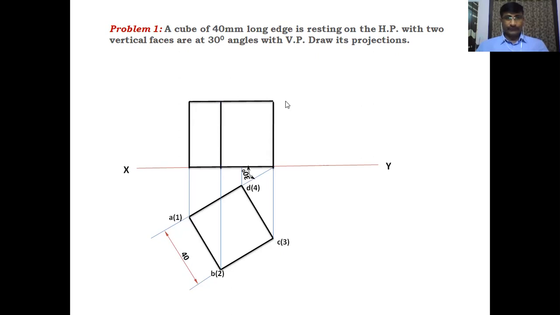This is the cube when looking from the front side. This is one of the faces. Two of the faces are on the other side. This is one of the vertical faces. These two vertical faces are invisible. These two vertical faces are visible when looking from this side.